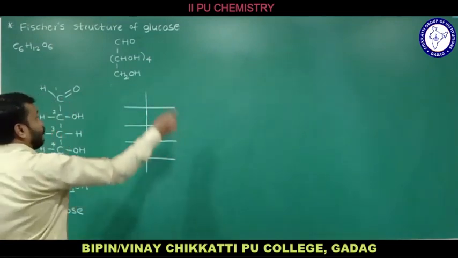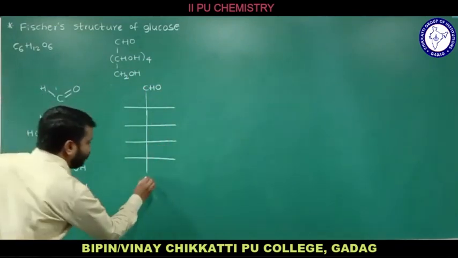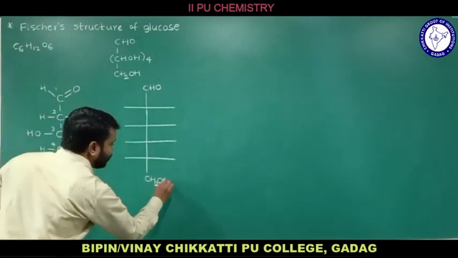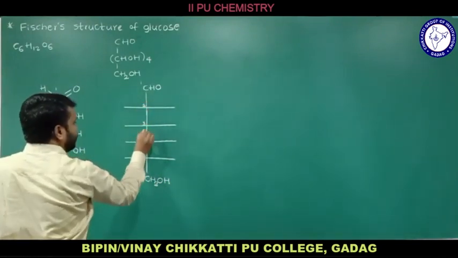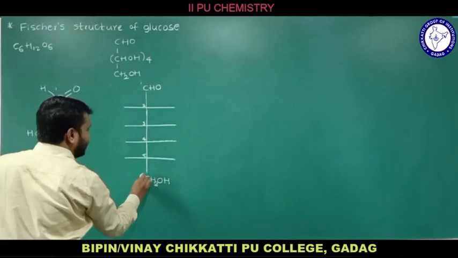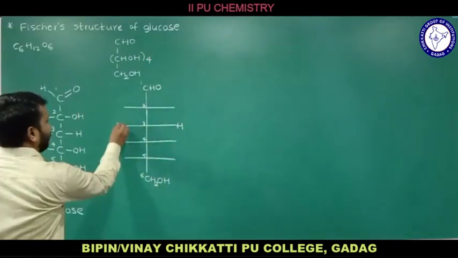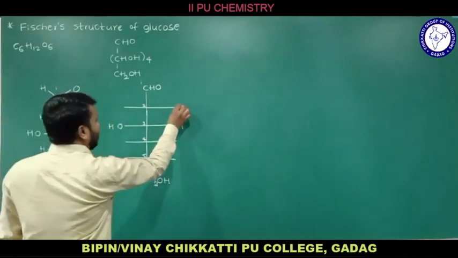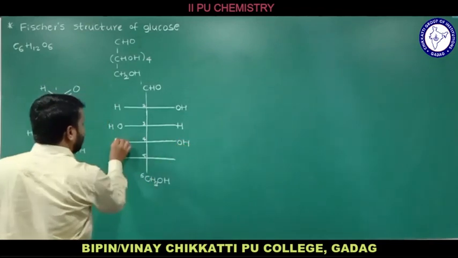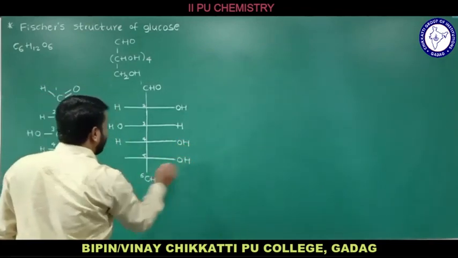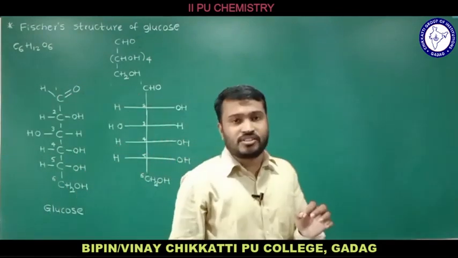Okay, first carbon, so at the top what we have? CHO, we should write CHO here. At the bottom we have CH2OH, I am going to write here. So for your reference I may number this one 1, 2, 3, 4, 5 and 6. On carbon number 3, H is on the right side and OH is on the left side, and the remaining will be the opposite configuration of that. So OH on the right side, H on the left side, OH on the right side and H on the left side, and this is also the Fischer open chain structure of glucose.